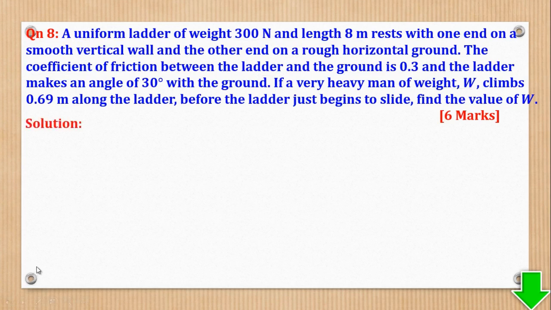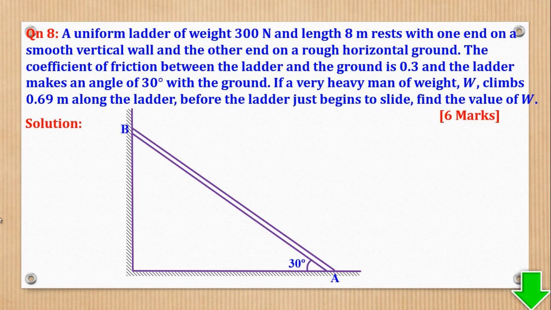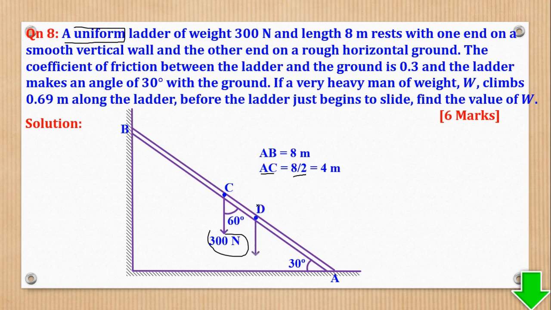So we shall come and make a sketch first. So we have a vertical wall and a horizontal ground. Then we shall put the ladder lying on the vertical wall and the horizontal ground. Then the forces shall begin with the weight as usual, which acts vertically downwards and it's at the center because the ladder is uniform. That's why you see that AC is a half of the total length. Then the man climbs 0.69 meters above. That means that AD is 0.69 and the weight is W.